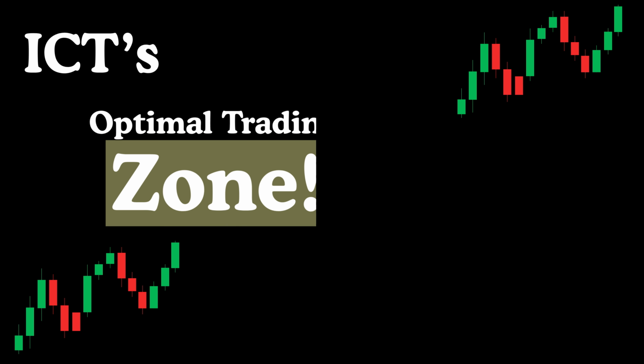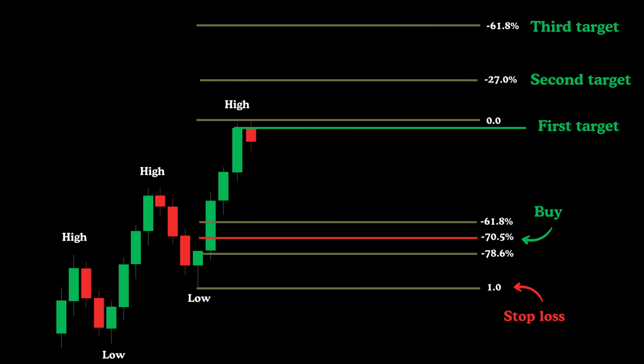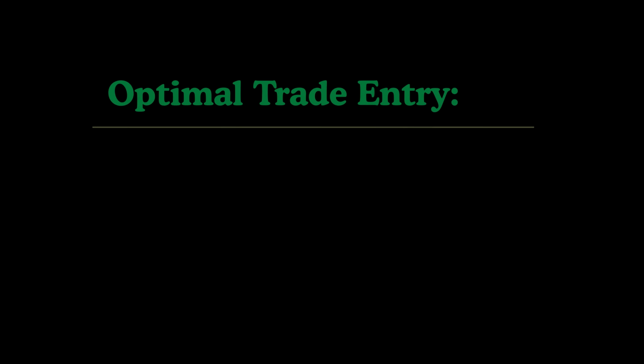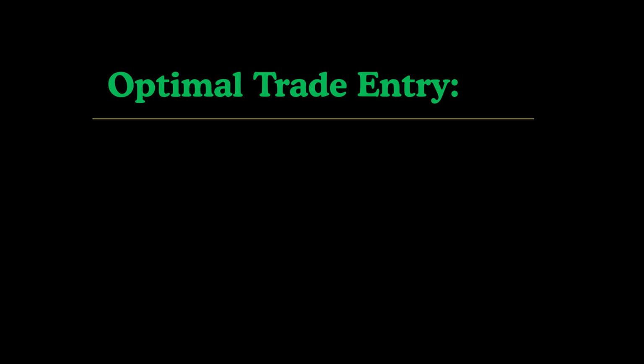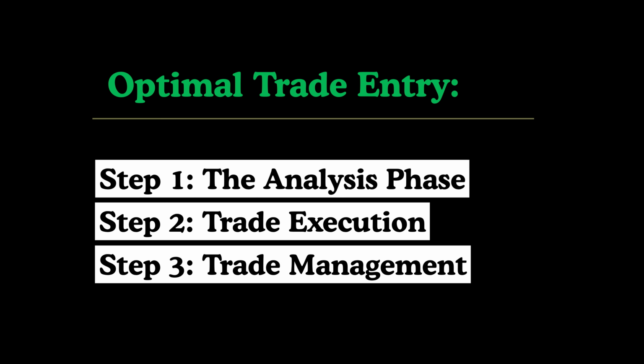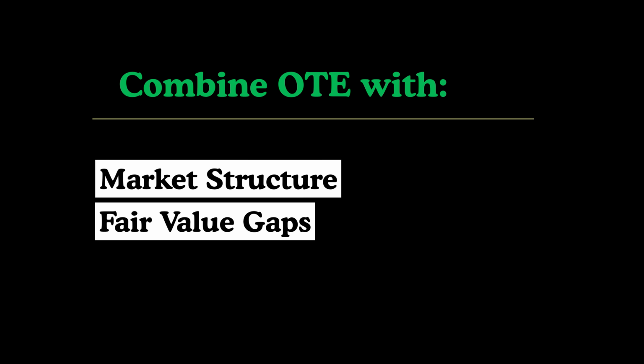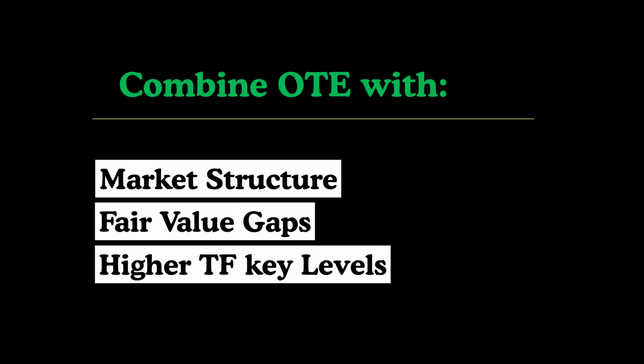In this video, we'll explore ICT's optimal trading zone and optimal trade entry. This approach is mainly built on Fibonacci retracement levels and natural price swings, helping us enter near the start of future impulsive movements and outline potential targets. We've broken this trading method into 3 simple steps: analysis phase, trade execution, and management. We'll demonstrate how you can blend this idea with market structure, fair value gaps, and important levels from higher time frames to carry out high-quality trades.